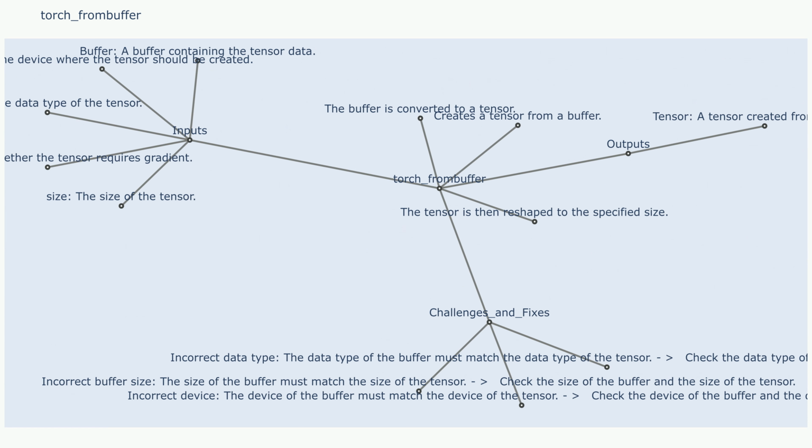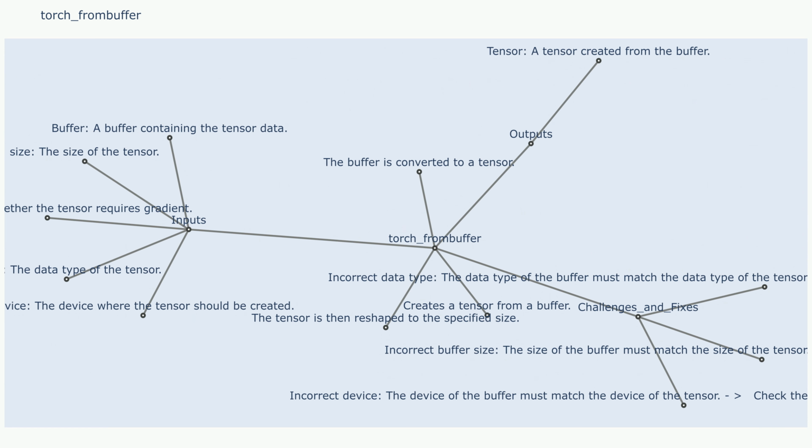Challenge 3: inconsistent byte order. Sample use case that resulted in challenge 3: providing a buffer with data stored in a different byte order than the system's default. Fixes to challenge 3: ensure the byte order of the data in the buffer matches the system's default or explicitly specify the byte order using the torch.ByteTensor constructor. For example, for a network byte order, you might use torch.ByteTensor(data).to(dtype).view.